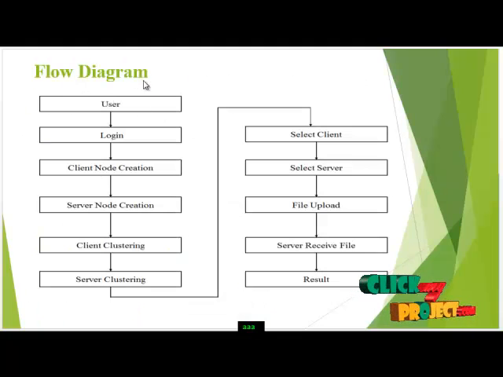Next, we are going to discuss our flow diagram. This is the flow diagram. First of all, the initial phases are performed. If the user is an old user, they usually log in. After that, if the user is a new user, registration is performed. After that, login. Next, we are going to node creation.